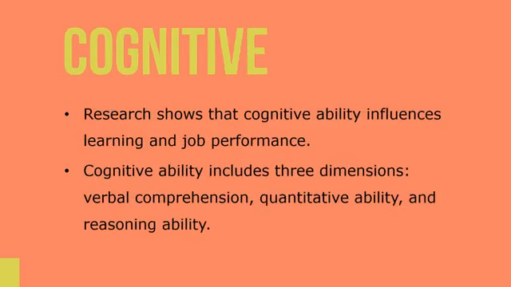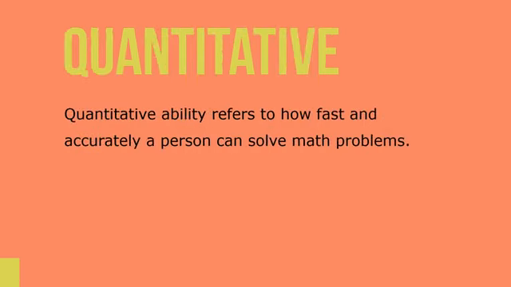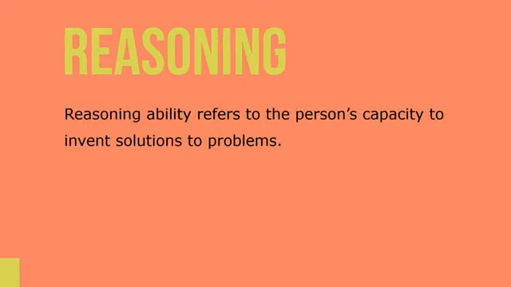Research shows that cognitive ability influences learning and job performance. Cognitive ability includes three dimensions: verbal comprehension, quantitative ability, and reasoning ability. Verbal comprehension refers to a person's capacity to understand and use written and spoken language. Quantitative ability refers to how fast and accurately a person can solve math problems. Reasoning ability refers to a person's capacity to invent solutions to problems.